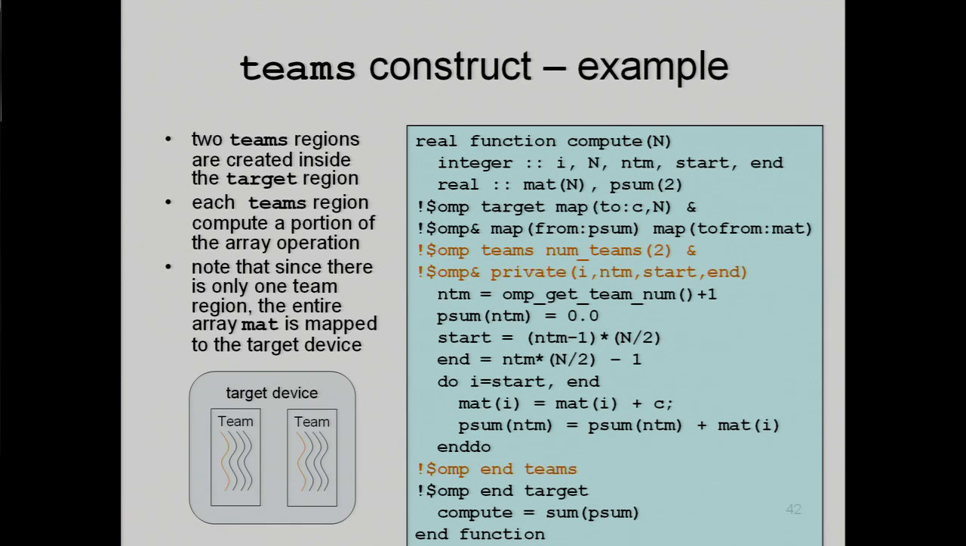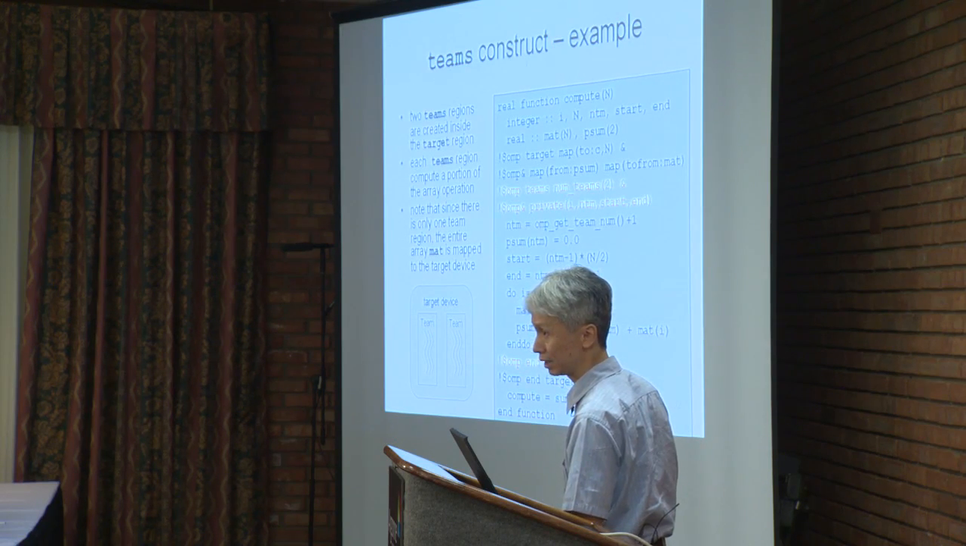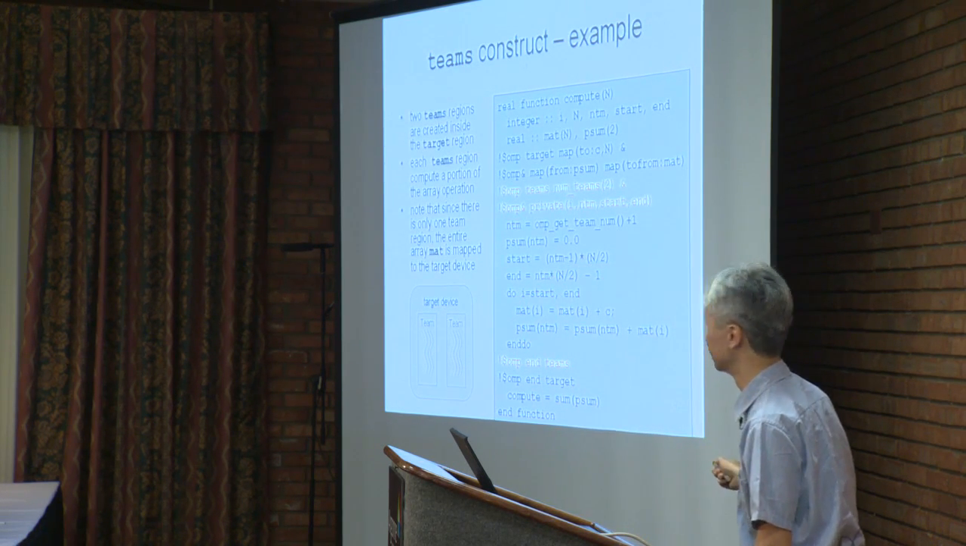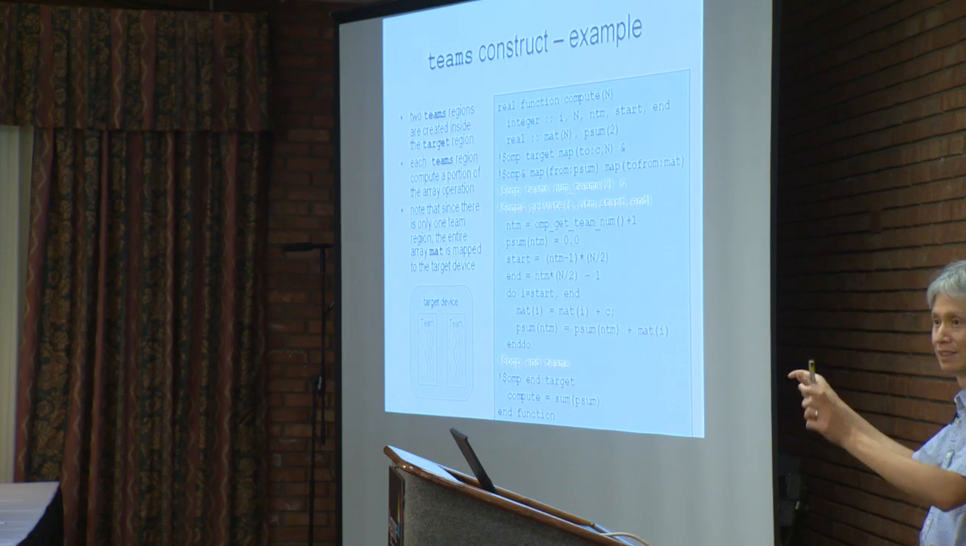So it does about the same computation, and then we get the result here. This is the kind of parallelism we can achieve here. Notice that there are multiple threads on one team, but in this one I am still using one thread to execute this do loop.